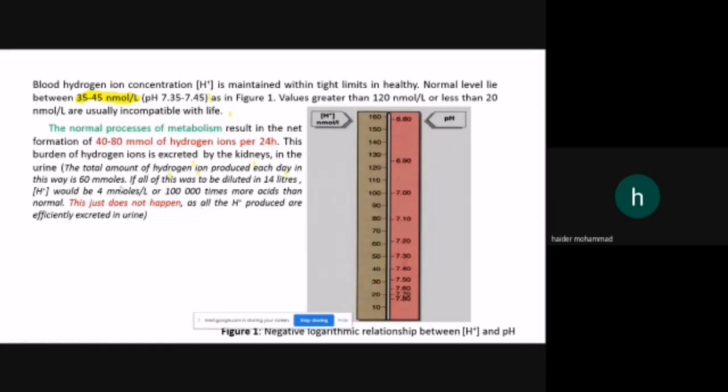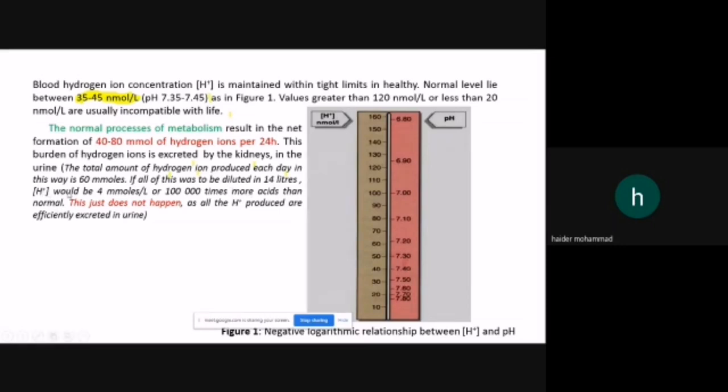So let us calculate this value. The normal value is 35 to 45 nanomole per liter in the extracellular fluid. But the normal processes of metabolism, for example metabolism of carbohydrate and metabolism of protein, give us an average of 40 to 80, average 60 millimoles. These 60 millimoles are diluted in 14 liters.